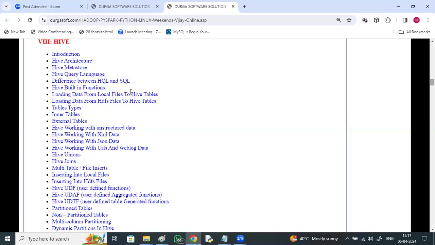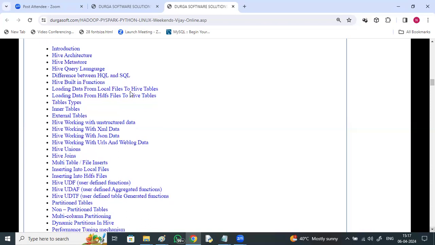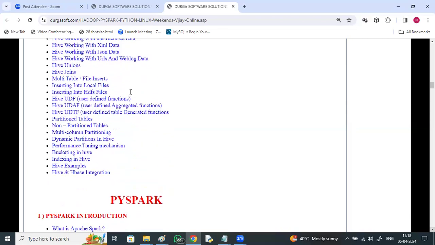UDF, user-defined functions, user-defined aggregate functions, user-defined tabular functions. Non-partition table, multi-column partitioning, static partitioning, dynamic partitions, performance tuning mechanisms in Hive, bucketing in Hive, indexing in Hive, Hive and HBase integrations.